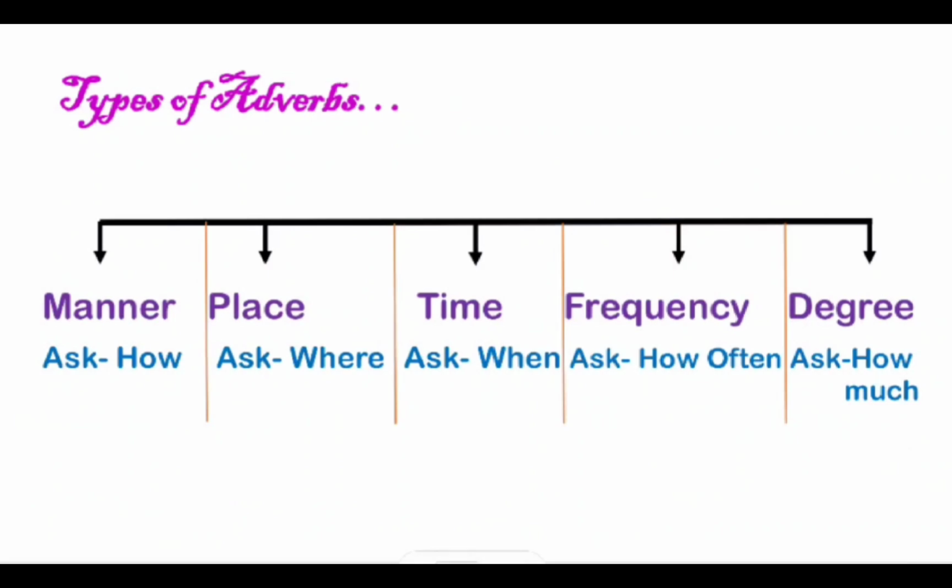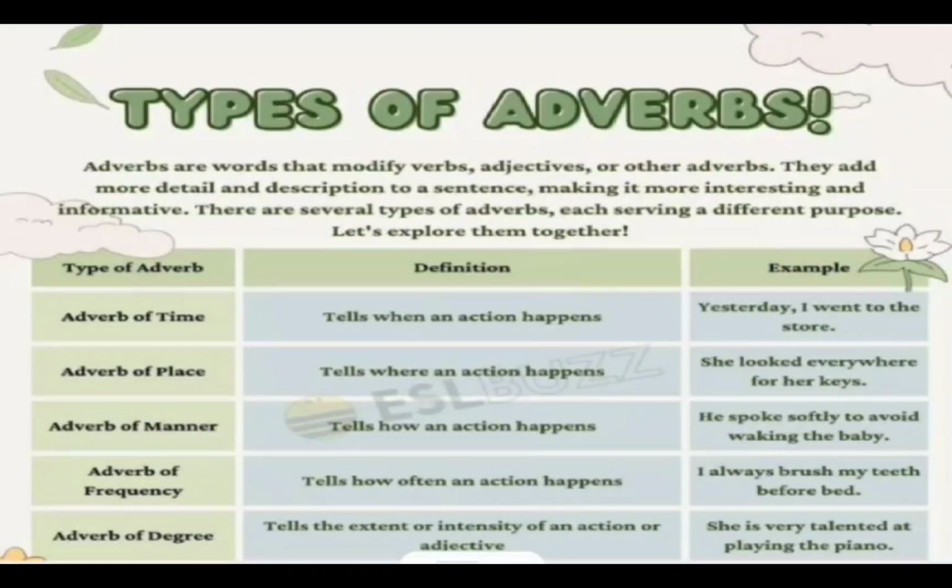Now, there are different types of adverbs: adverb of manner, adverb of place, adverb of time, adverb of frequency, and adverb of degree. Now, how do we identify them? If you want to find out adverb of manner, you ask the question how to the verb. So, let's look at this slide. Over here we have adverb of manner. It tells how an action happens. So you have to ask the question how.